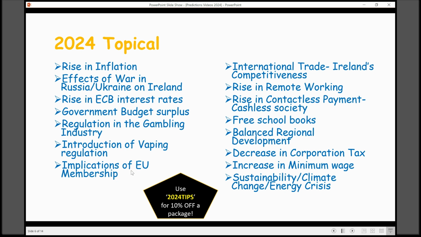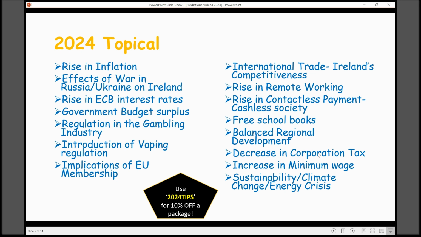Implications of EU membership, the advantages and disadvantages, have been topical ever since Brexit. International trade, Ireland's competitiveness, the rise in remote working, the rise in contactless payments. Are we looking at becoming a cashless society? What are the advantages and disadvantages of that? I mentioned free school books, opportunity cost maybe there, balanced regional development. Again, how can we improve it?